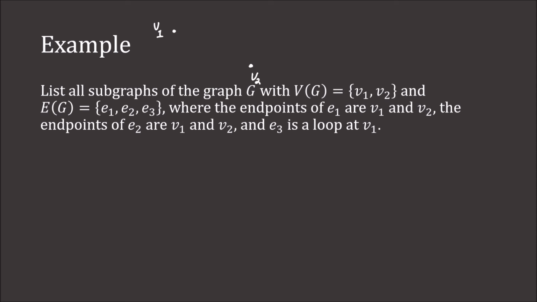We're going to have three edges. The endpoints of E1 are V1 and V2. Endpoints of E2 are also V1 and V2. And E3 is a loop at V1. So our graph could look something like this. We want all possible subgraphs.